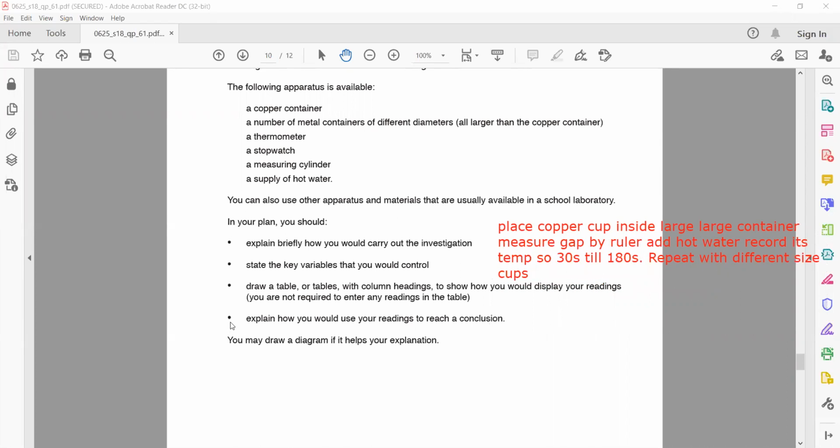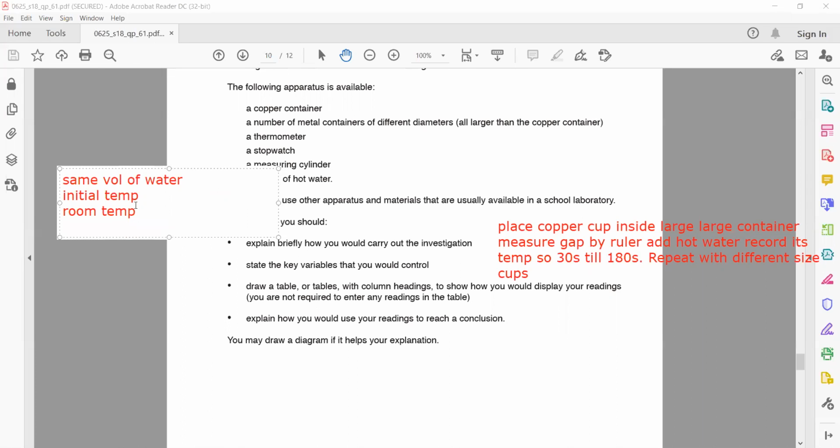State the key variables you will control. What are the factors you will control for a fair comparison? The same volume of water, the same time interval, the same room temperature, the same initial temperature. So same volume, that is one. Initial temperature of the water, that's another. Room temperature, because room temperature also affects the rate of cooling. The surrounding conditions, like air current, should be the same, in the same environment. Same time interval.